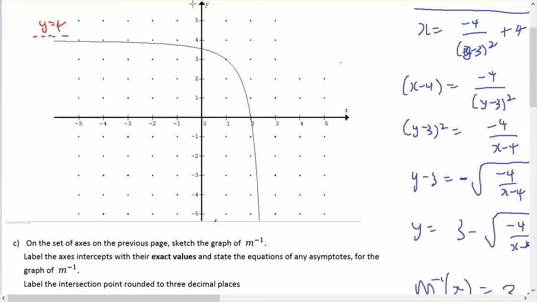Okay, so I've got my coloured pencils because I need to have 3 coloured pencils in every SAC that I do. So I know that this is the curve of m. I'm going to choose blue to indicate my curve of the inverse. If that is y equals 4, I'm now going to have an asymptote at x equals 4.